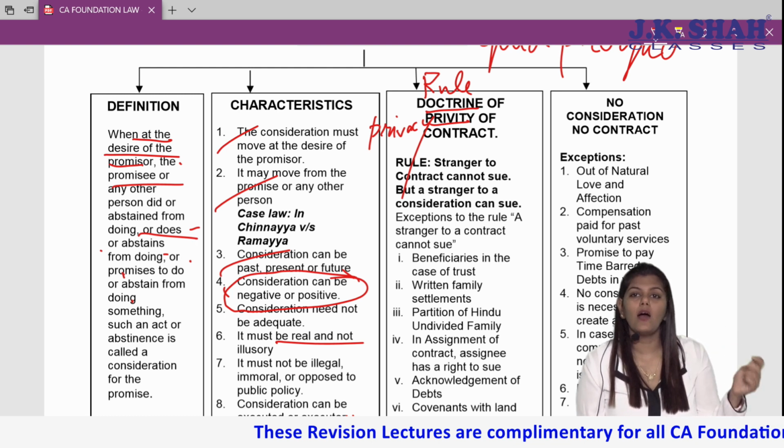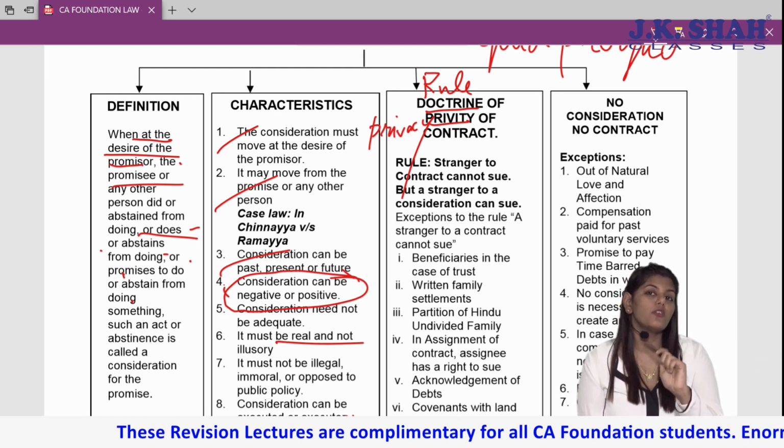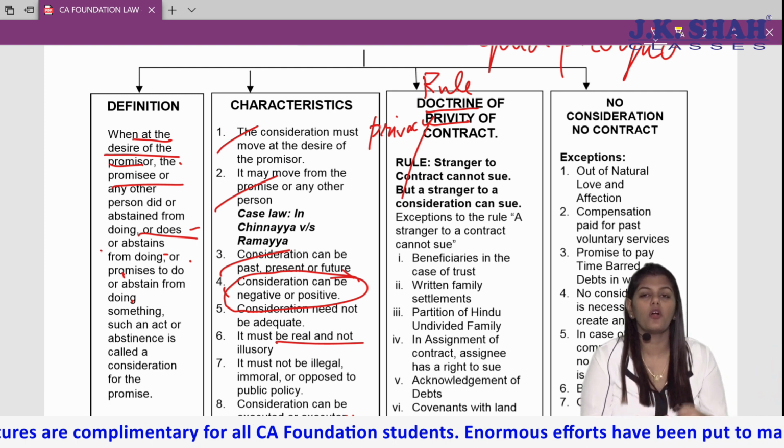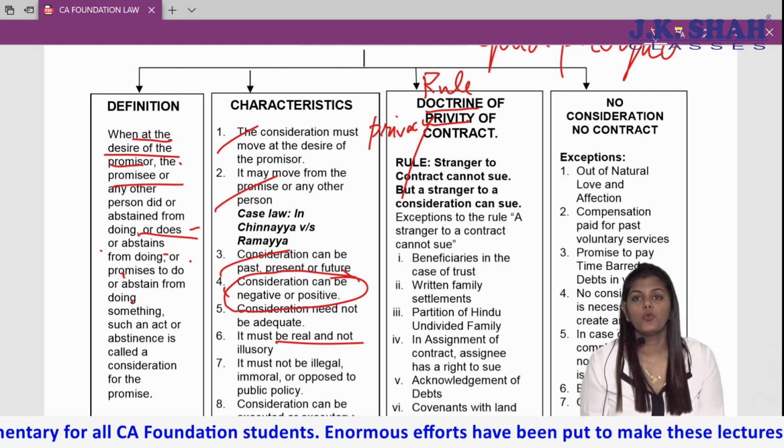It means that even though you are an outsider, and the contract is between us, if there is an outsider who is getting consideration from our contract, he has a right to sue.